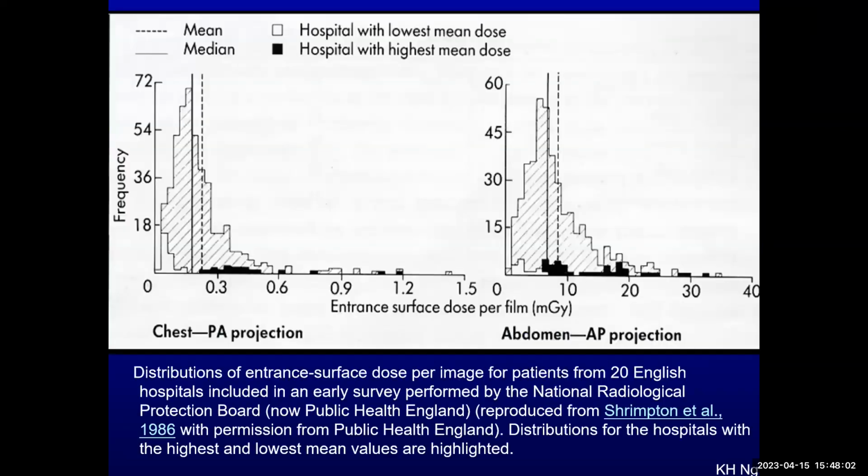So this is one of the earliest works by NRPB, now called Public Health England. Paul Shrimpton's work in 1986. This is the pioneer. They were well before the Americans, right? NRPB did a survey of 20 hospitals in England. You can see the wide distribution of entrance surface dose, similar to ESAK if you want, per film, right? For chest PA, abdomen AP. So from that, it tells you, oh, we need to measure patient dose.